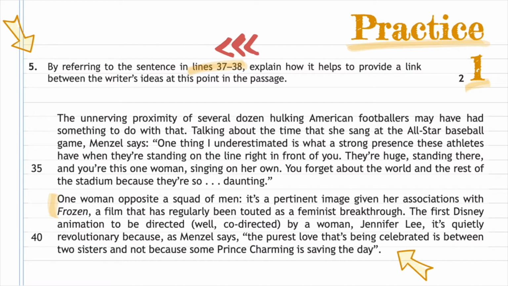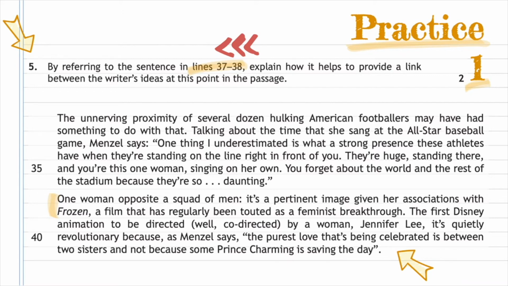We know that this perhaps is falling back to the previous passage, because upon scanning the previous passage, we can see it says the unnerving proximity of several dozen hulking American footballers may have had something to do with it, talking about the time that she sang at an all-star baseball game. Menzel said, one thing I underestimated is what a strong presence the athletes have when they're standing on the line right in front of you. They're huge standing there, and you're this one woman singing on her own. You forget about the world and the rest of the stadium because they are so daunting. So we know a squad of men refers back.